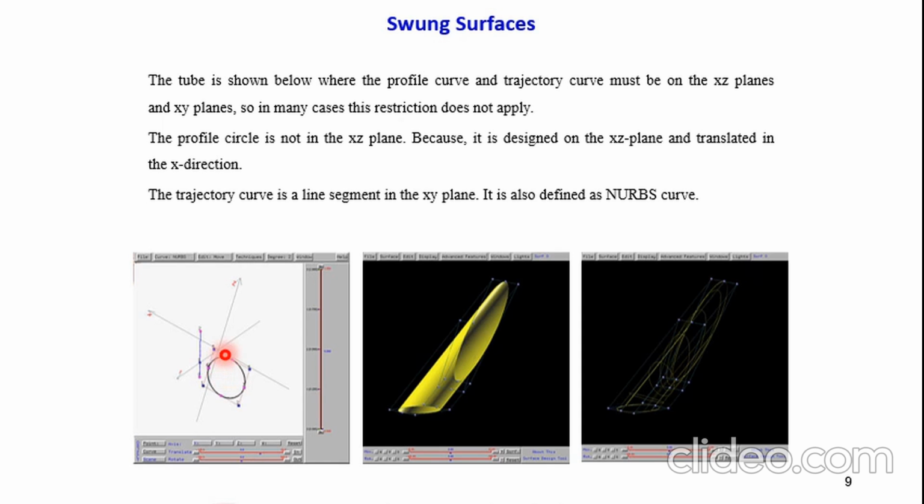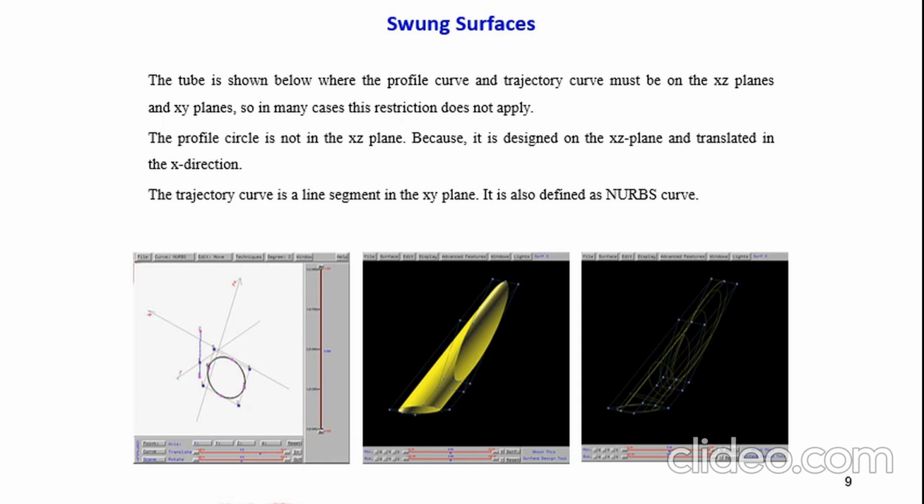The profile curve is not in the XZ plane because it is designed on the X and Z plane, and it is turned to the X direction. The trajectory curve is the line segment in the XY plane, but this is also called as Knoop's curve. You can see in this figure where the control points represent the profile curve and trajectory curve.